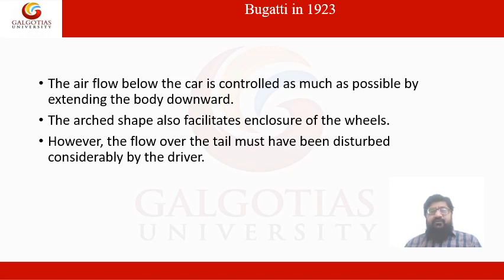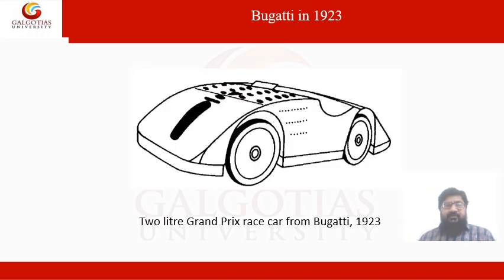This shape also facilitated the enclosure of the wheels. So the wheels were covered so that there is a smooth flow over the wheels, and it can reduce the drag generated due to turbulence. However, the flow over the tail must have been disturbed considerably, causing drag. So you can see the Bugatti car of 1923.